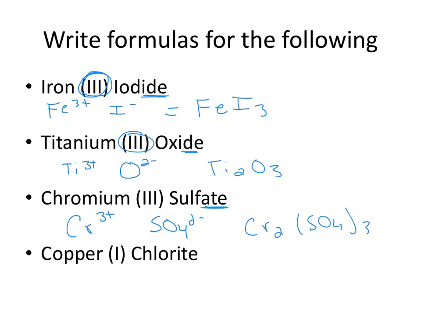Lastly, copper 1 chlorite. Remember, ite, polyatomic. Copper is a plus 1. Chlorite is ClO2, negative 1 charge, so it's CuClO2. So that is writing names and formulas that are a little bit harder for ionic compounds, but as long as you figure out the charge of the metal, it's not too bad.